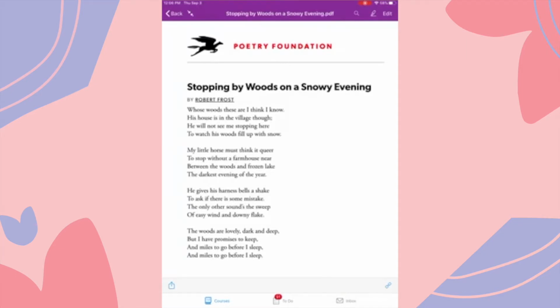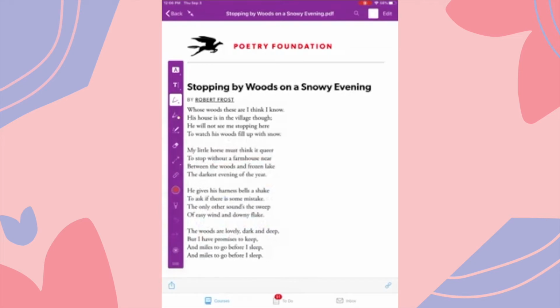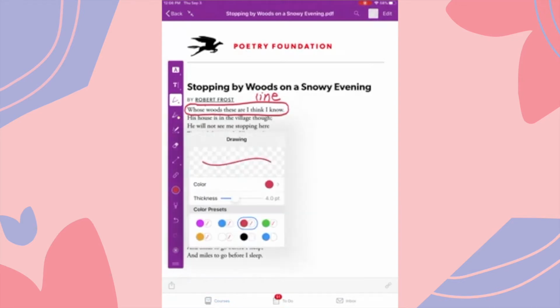Okay, so now we're going to annotate our poem together. What you're going to do is grab your annotation tool. We're going to grab some markers. We're going to do some different coloring here. So let's start with identifying, from our poetry lesson yesterday, a line. We know a line looks like a sentence in a poem. So this here is our first line. Whose woods these are, I think I know. This is an example of a line in poetry.